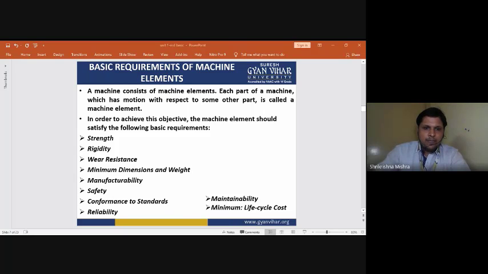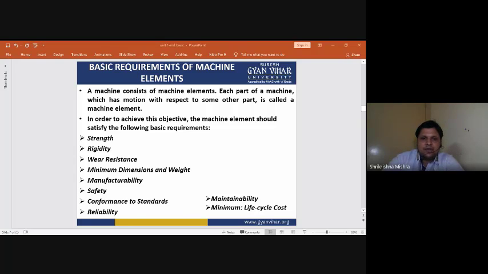Now, machine elements can be classified in two groups: general purpose and special purpose machine elements. General purpose machine elements include shafts, couplings, clutches, bearings, springs, gears, and machine frames. Special purpose machine elements include pistons, valves, spindles, etc. Special purpose machine elements are used only in certain types of applications. On the contrary, general purpose machine elements are used in a large number of machines.